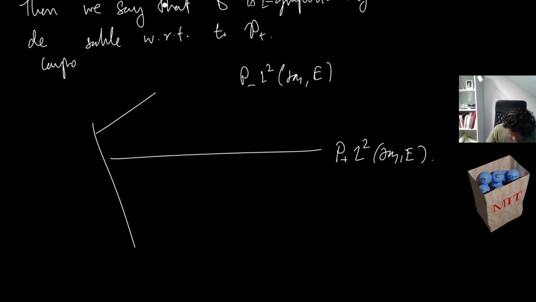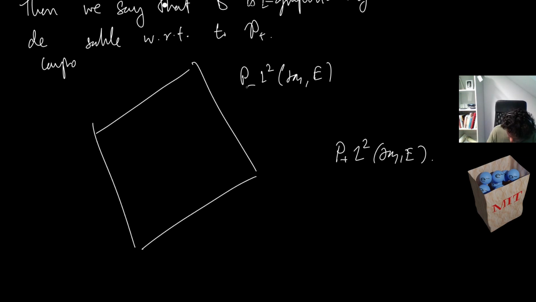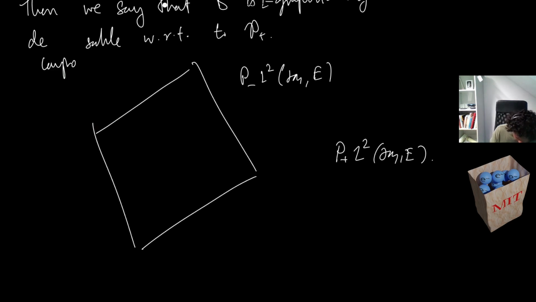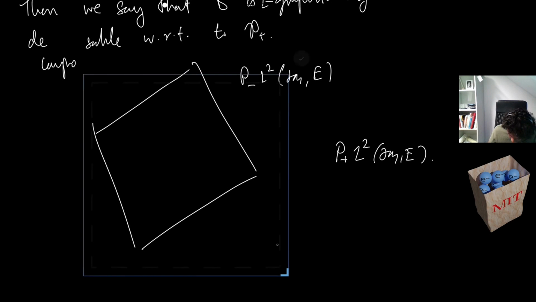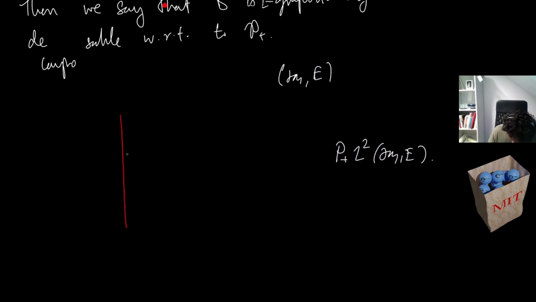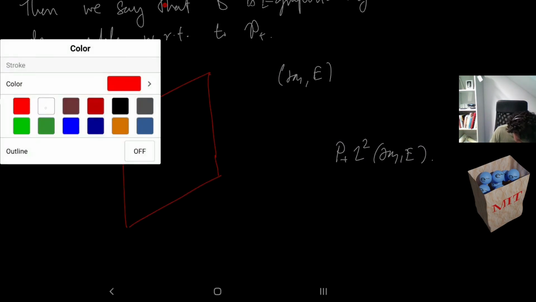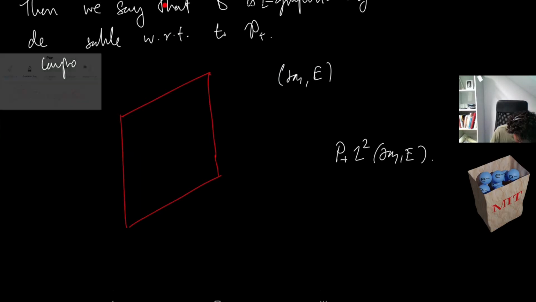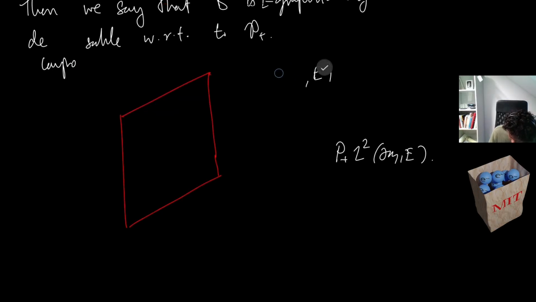So I'll try and draw the P minus. Maybe I'll use a different color for this, just to highlight it. Well, maybe just change color and do it. So let me draw. So this is my P minus. Oops, I lost that there anyway. So this is my P minus L2 of M, E.